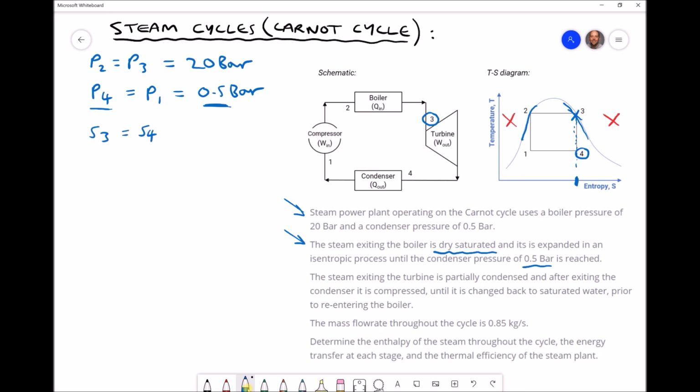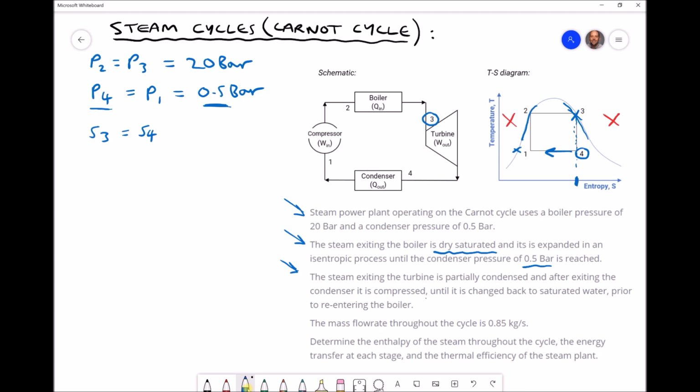Next we're told that the steam exiting the turbine is partially condensed. The reason it's only partially condensed is because moving from position 4 to position 1, we're not reaching the wet saturated vapour line here. So there's still going to be moisture in that steam, hence it's only being partially condensed.